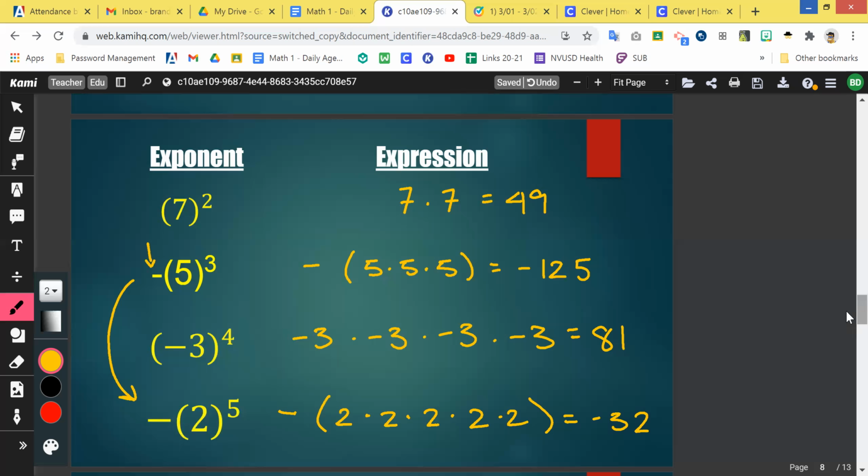So pretty simple. The negative is on the outside, it tags along. If the negative is on the inside, then you multiply with the negative. Okay.